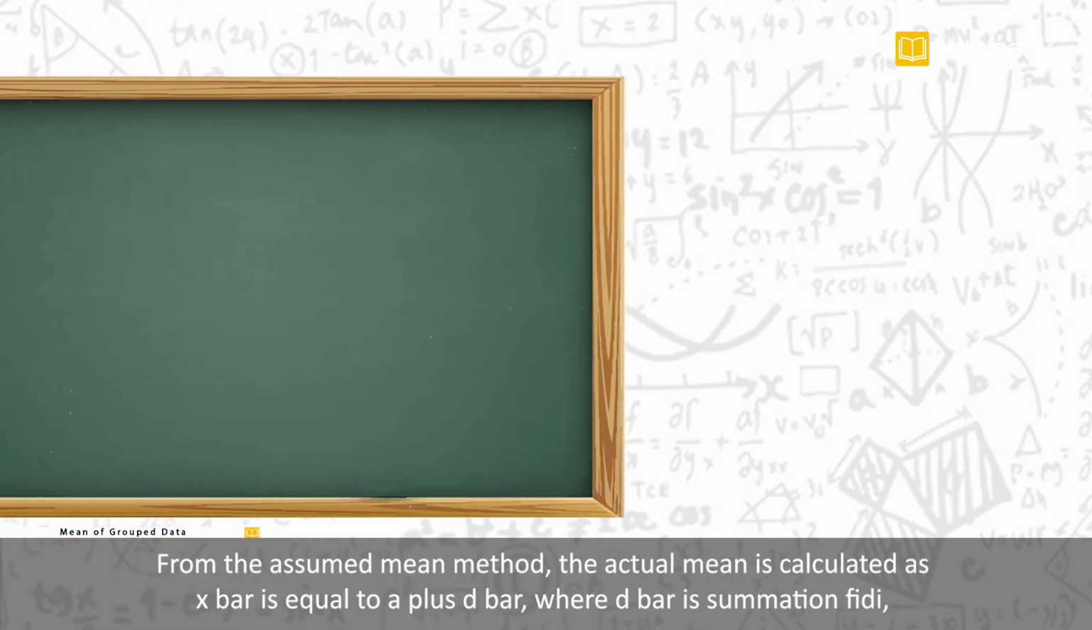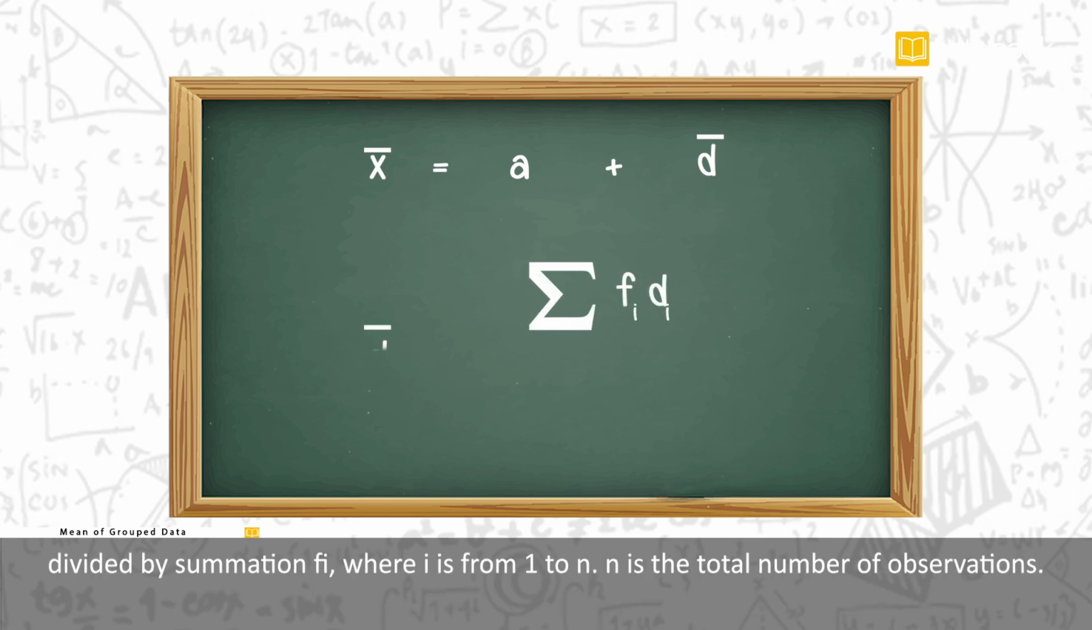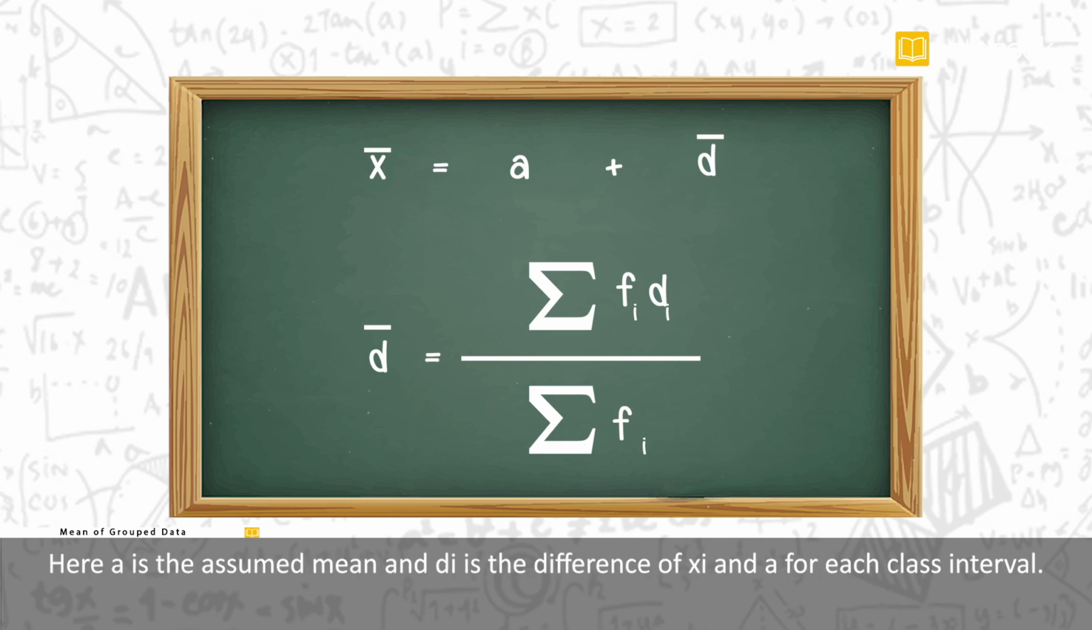In the assumed mean method, the actual mean is calculated as x bar is equal to a plus d bar, where d bar is summation fi di divided by summation fi, where i is from 1 to n. n is the total number of observations. Here a is the assumed mean and di is the difference of xi and a for each class interval.